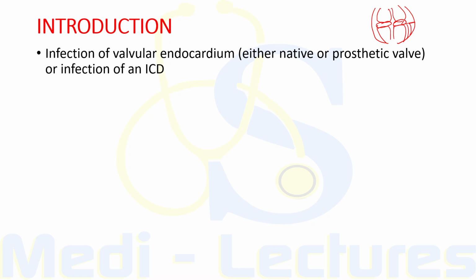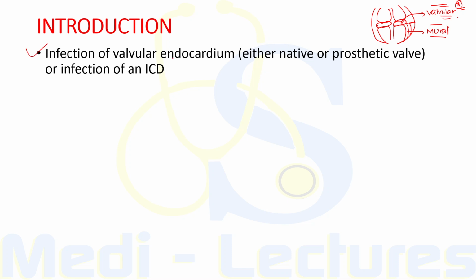So endocardium has further two parts. The one surrounding the cavity is known as mural endocardium and the one around the valves is known as valvular endocardium. So if this valvular endocardium is involved due to any infection, it is termed as infective endocarditis.